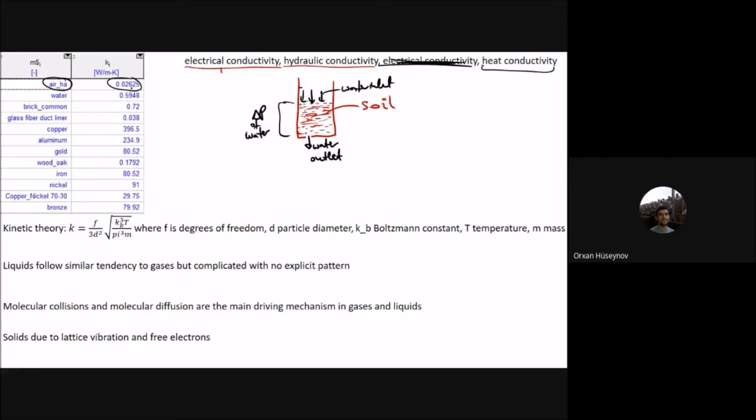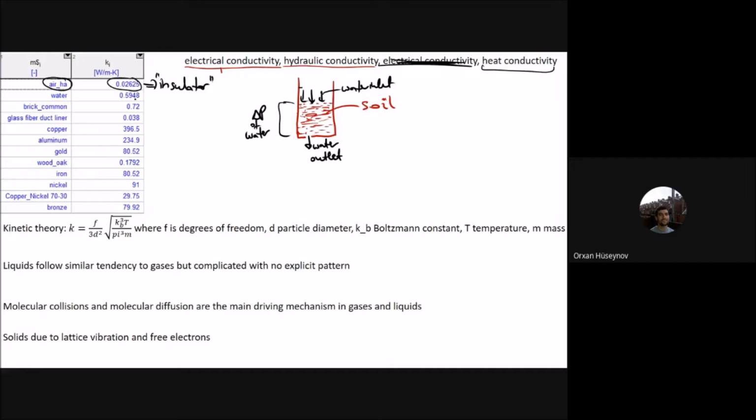For air, it is very, very low. If the conductivity of the material is very low, we call it an insulator. It is almost insulated. It doesn't let the heat flow.